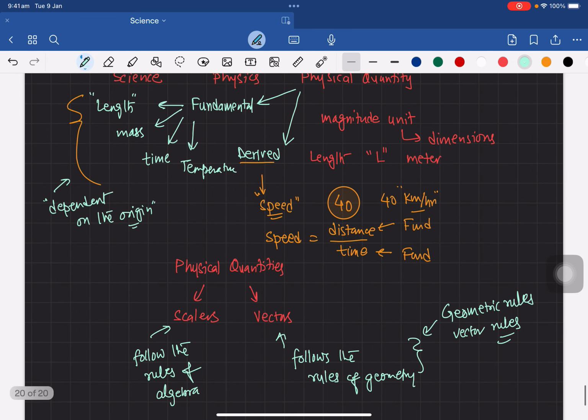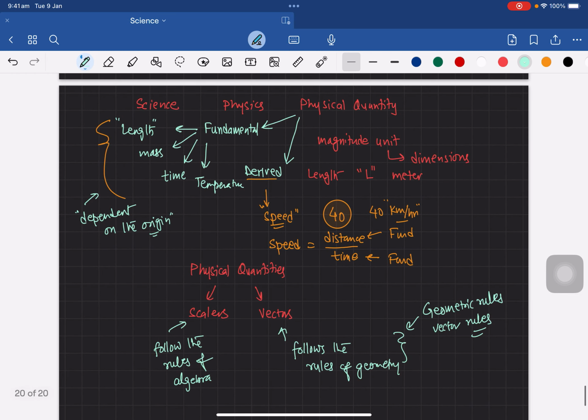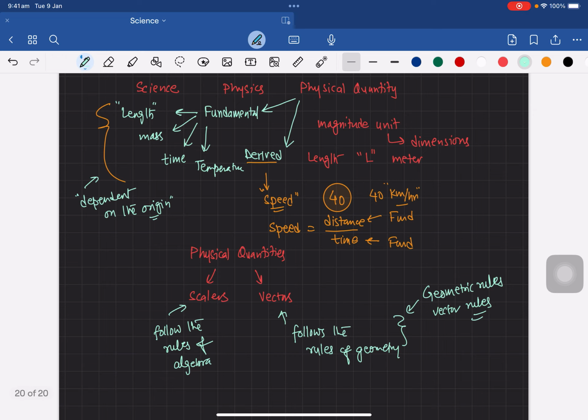Right, so this is the preamble of mechanics, or classical mechanics, which we are going to understand. You should have this genesis in your mind: you have got numbers, then numbers with a unit, then numbers with a unit and direction. Depending on whether the property of direction follows the laws of geometry or not: if it follows, it will be a vector physical quantity. If it doesn't, it will be a scalar physical quantity.